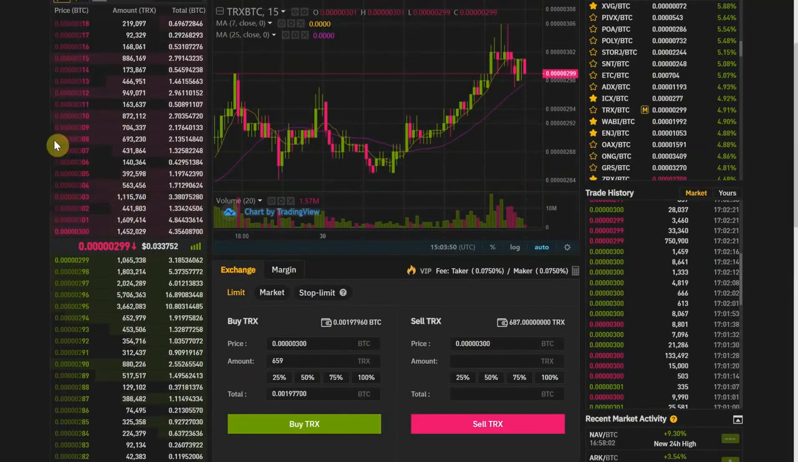Cool thing about this, with the order book, you see all these orders before, so 4 BTC worth of TRX. So if you place an order to buy here at 292, you will have to wait for all these guys to have their orders cleared. So it may take a while, okay?